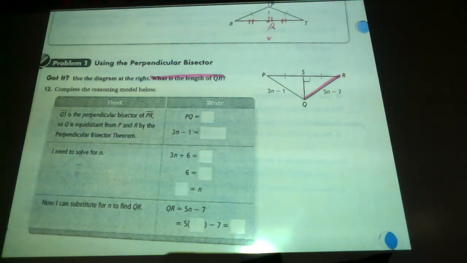What do I need to find the length of QR? What do I need? If I knew what, how could I find the length of QR? N. So I've got to solve for n.